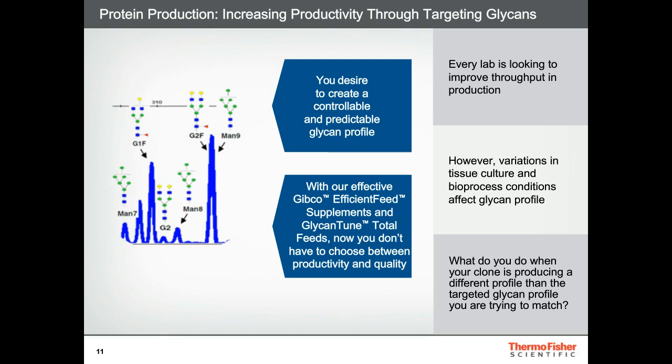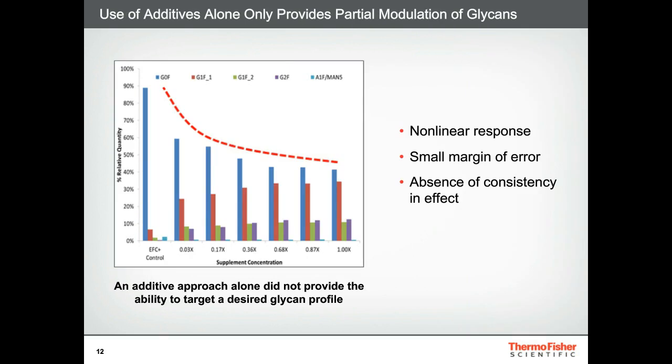I think it's worth repeating, good growth and product titer don't matter if your product quality is not right. Here's a simple experiment. Studying the titration of glycan modulating components in a supplement. The addition of glycan modulating components were effective in changing the glycan profiles. However, this supplement left quite a bit to be desired. As you can see in the graph, titration led to incomplete shifts in glycan profiles from G0F to more G1F and G2F. You can see a nonlinear response across all the titrations.